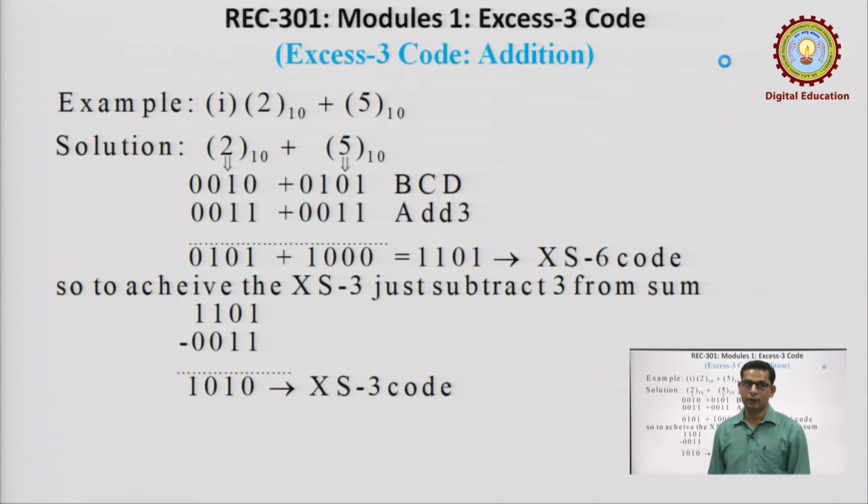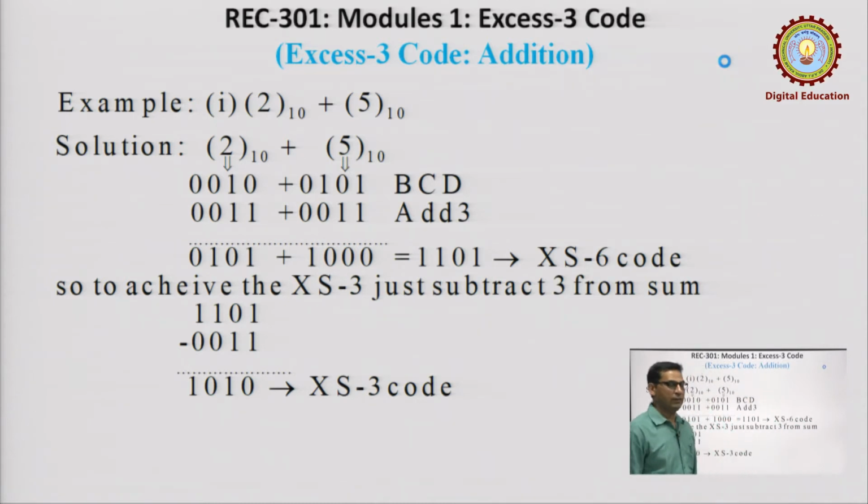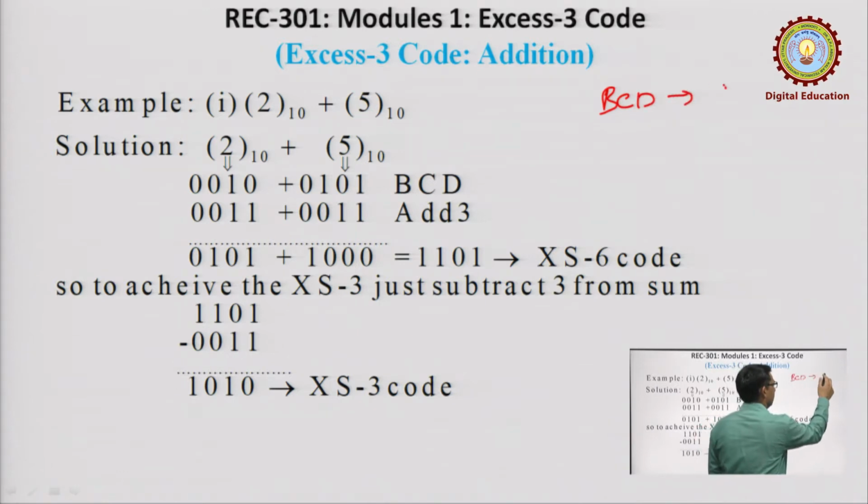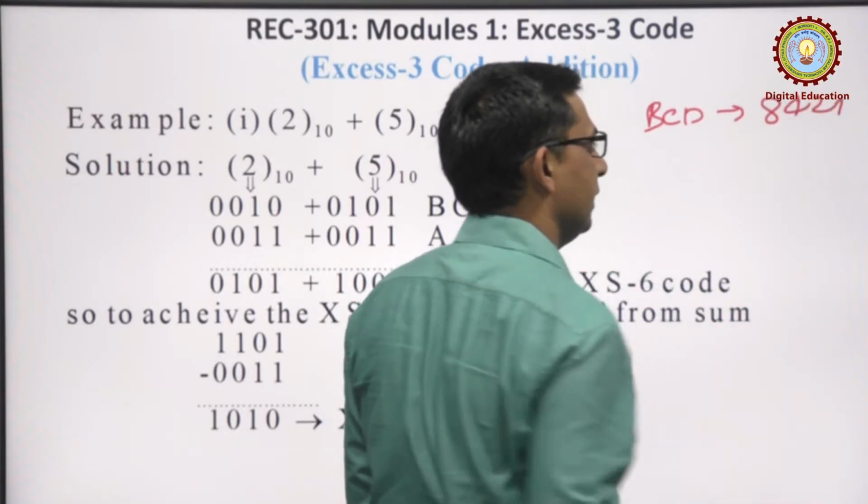In the XS3 code, first of all we convert any decimal number to the BCD code, which is a 4-bit code. In the BCD code, we represent 1 decimal digit in a 4-bit binary number, and that is weighted. So BCD is actually 8421. These are the standard weightages for the 4 digits.